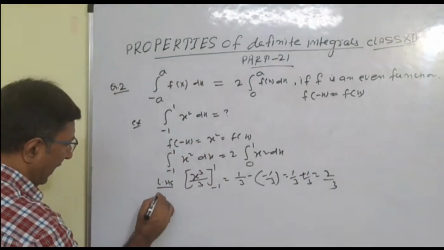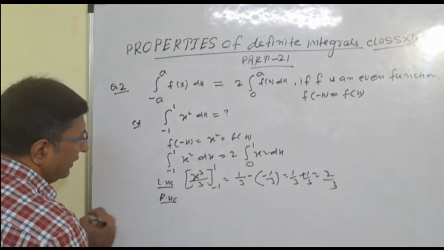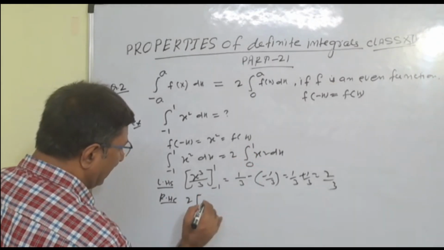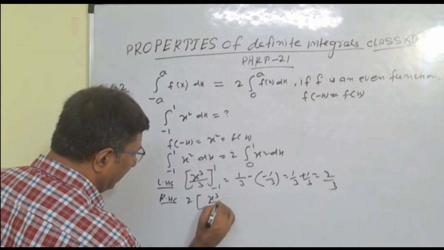And now for the RHS, here the RHS is 2 into the integration of x square, that is x cube by 3.